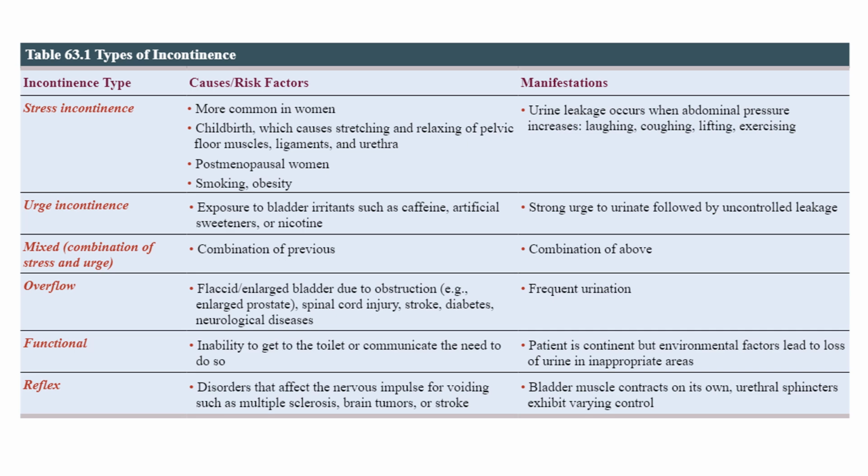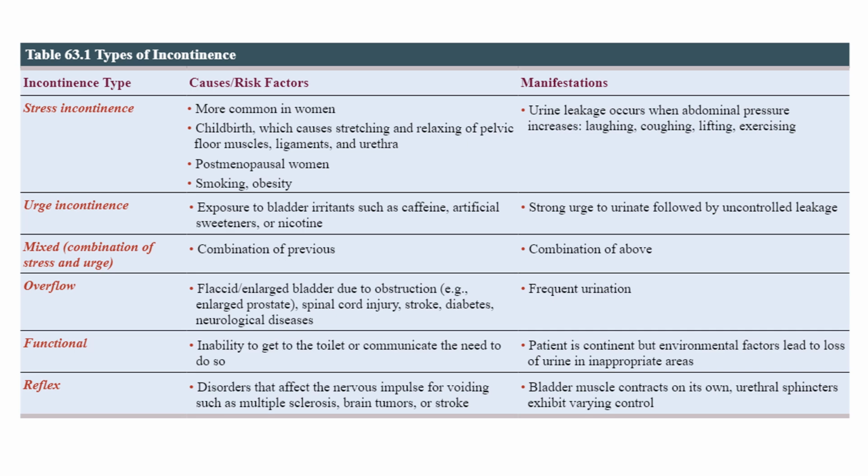So the first one at the top is stress incontinence. This is very common and it's more common in women, and that is due to childbirth. Just the baby coming through the vaginal canal and all of those structures that it affects can cause urine leakage. And postmenopausal women, smoking, and obesity can also cause stress incontinence. So that could also affect males. And what the patient will describe will be when urine leaks, when there's abdominal pressure increase. So laughing, coughing, lifting, exercises.